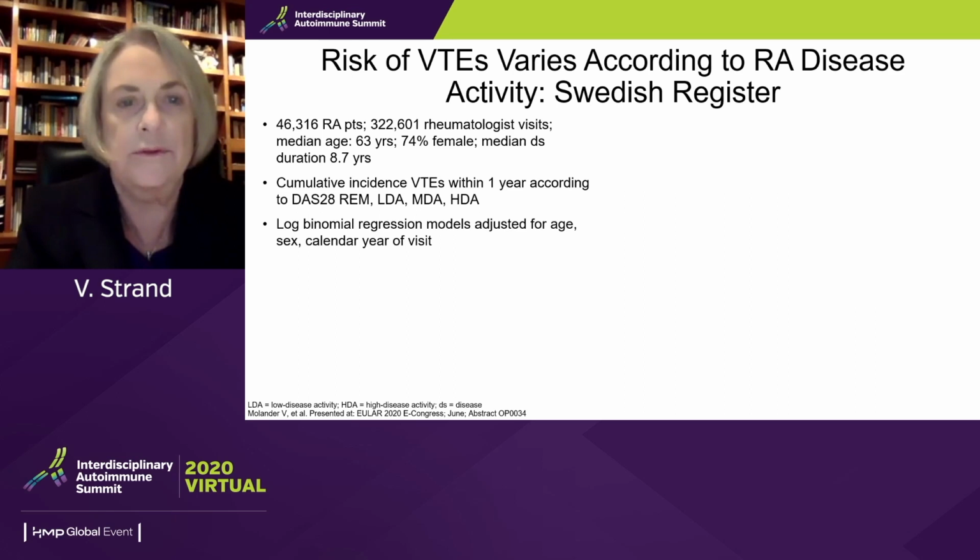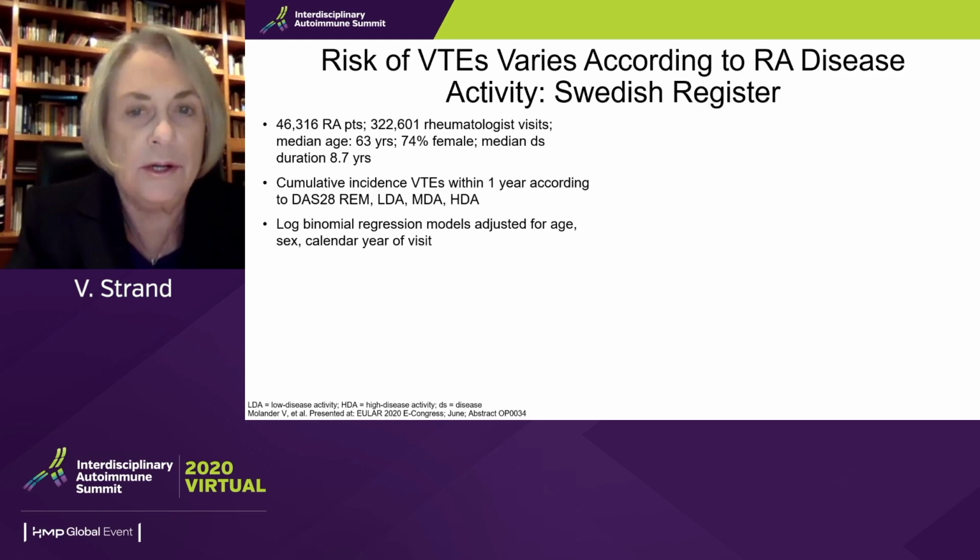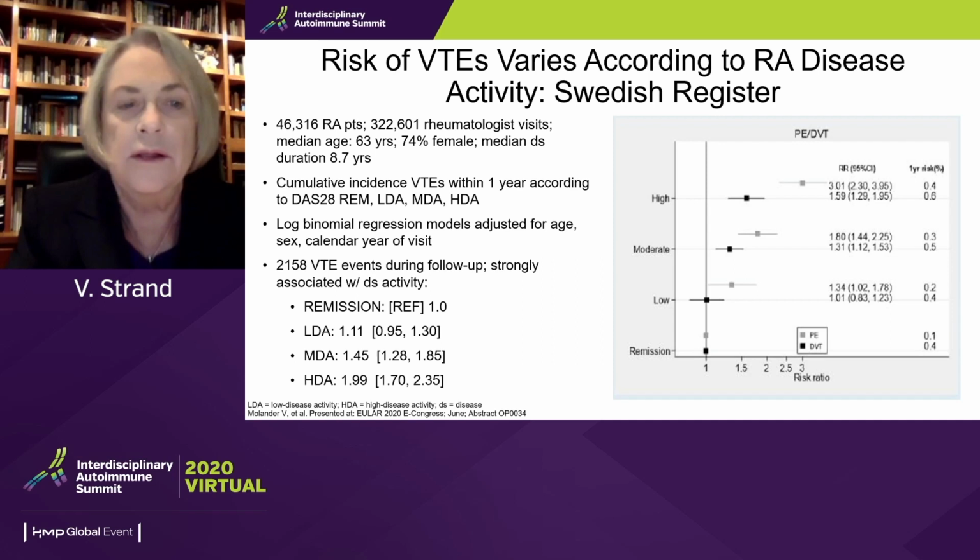And if you look according to a nice abstract at EULAR, this is a Swedish register, they actually showed that according to disease activity, the risk for VTEs went up. If you set remission at a level of essentially 1 or no risk, you can see that it increases the odds ratio by high disease activity almost twice.